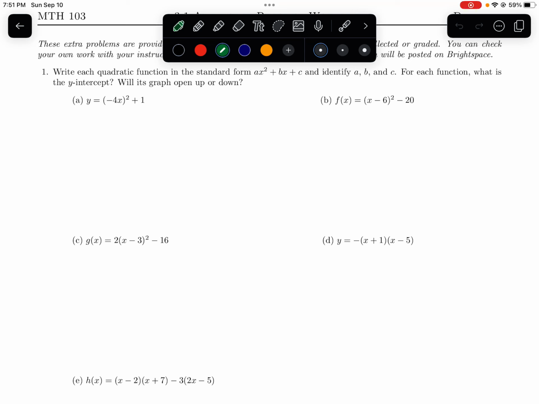So here we're given a bunch of quadratic functions and we're asked to identify a, b, and c, and then determine the y-intercept and if the graph will open up or down. I'm going to start with part B.